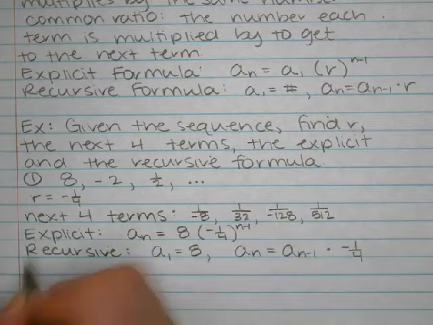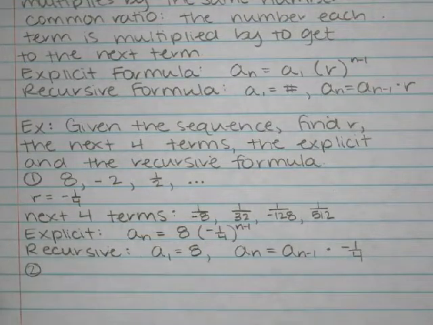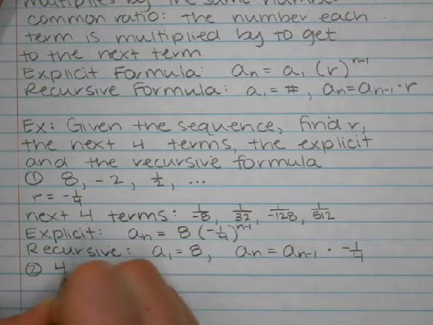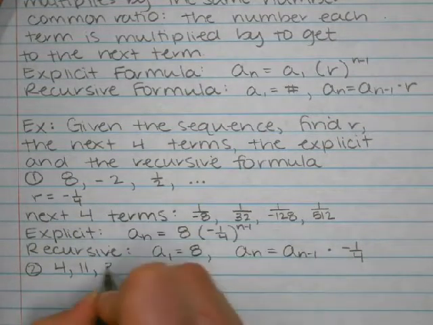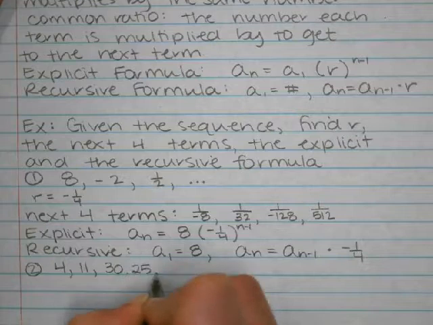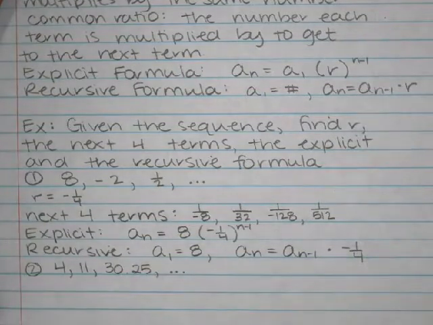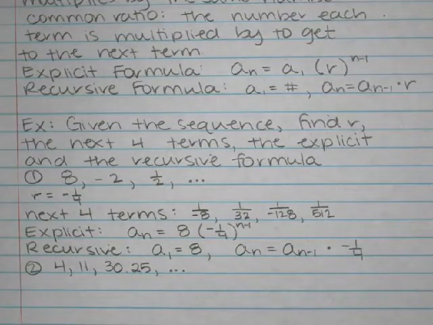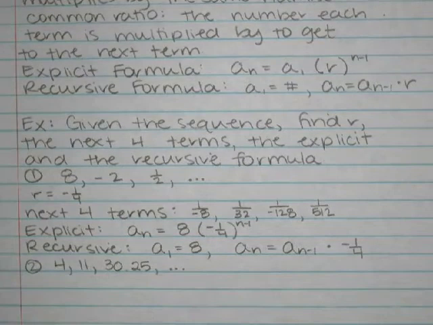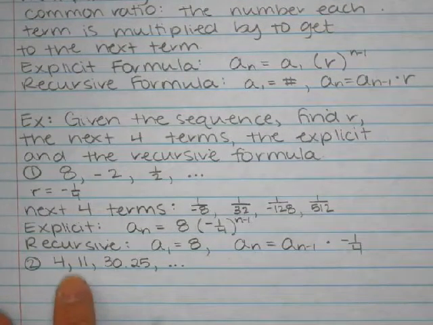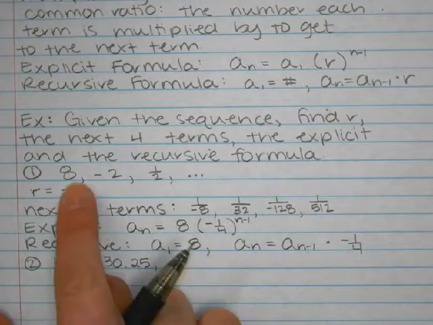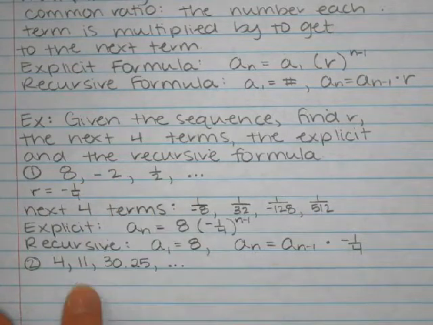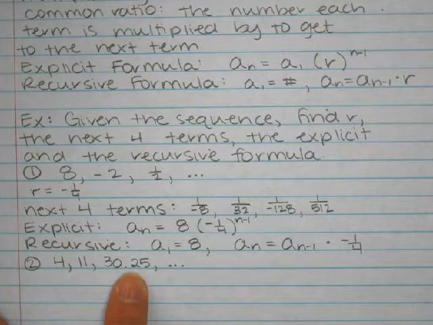All right. For the second sequence, we're going to say 4, 11, 30.25. I kind of laughed when I looked at the examples that our book used for these, because most geometric sequences, you look at them and you can kind of tell they're multiplying or dividing by something. With this one, I was like, oh, if they hadn't told me, I don't know if I would have noticed that.